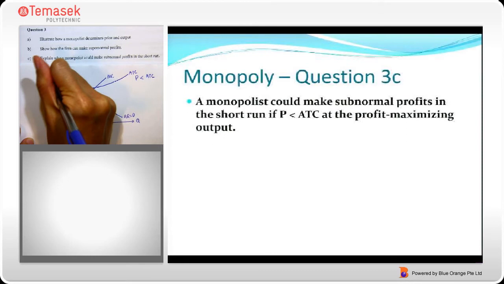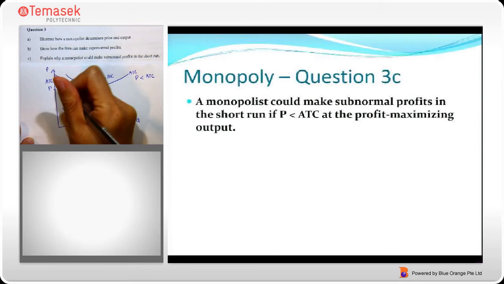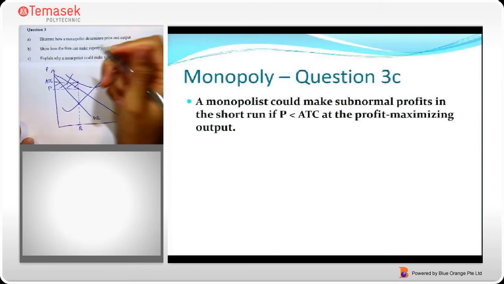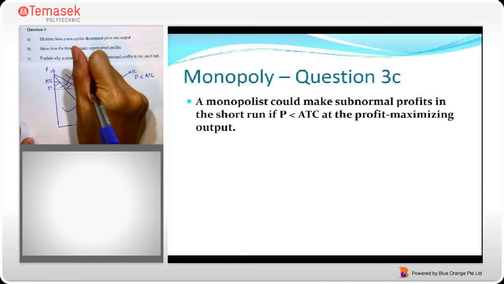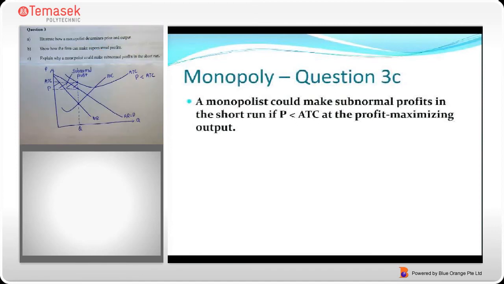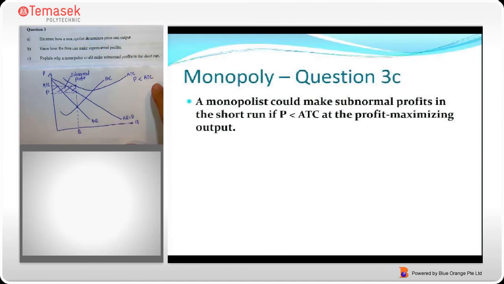The area between ATC and P is our subnormal profit. Okay, so that's our answer for question 3. Please watch the next video for question 4.